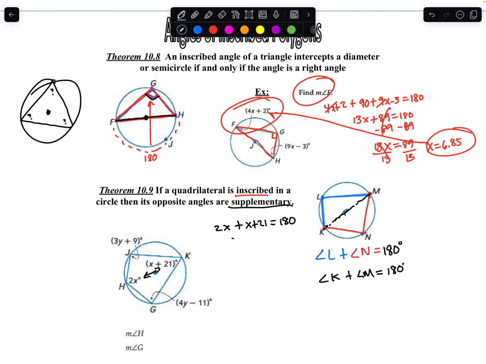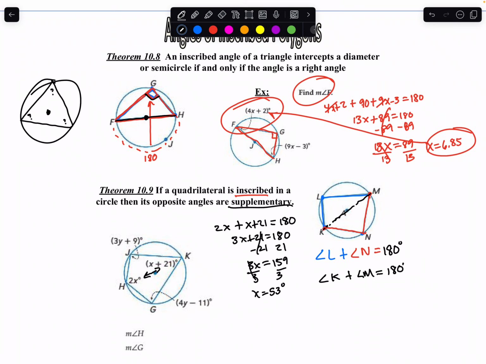And then I just solve, right? 3x plus 21 is equal to 180. Move things around. 3x equals 180 minus 21, is 159. Divide both by 3. X equals 53.